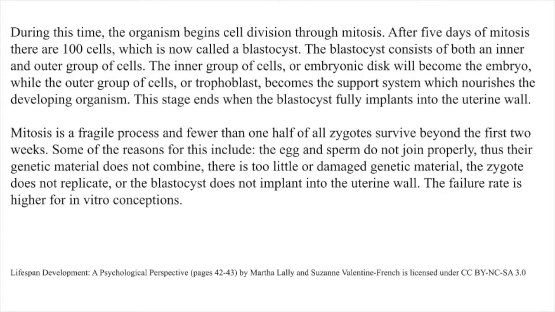During this time, the organism begins cell division through mitosis. After 5 days of mitosis, there are 100 cells, which is now called a blastocyst. The blastocyst consists of both an inner and outer group of cells. The inner group of cells, or embryonic disc, will become the embryo, while the outer group of cells, or trophoblast, becomes the support system which nourishes the developing organism. This stage ends when the blastocyst fully implants into the uterine wall.